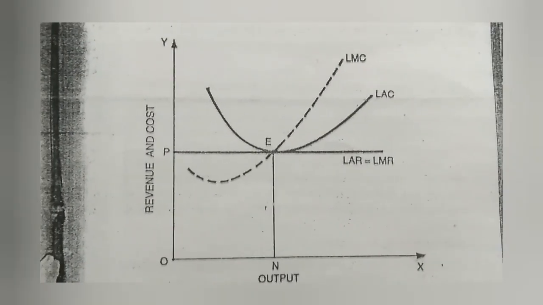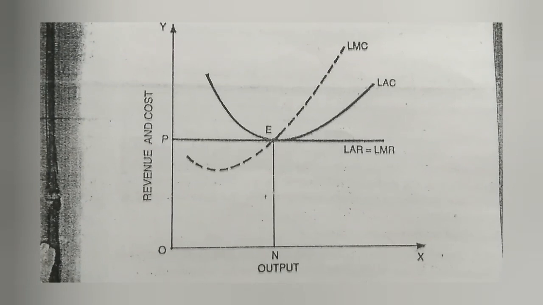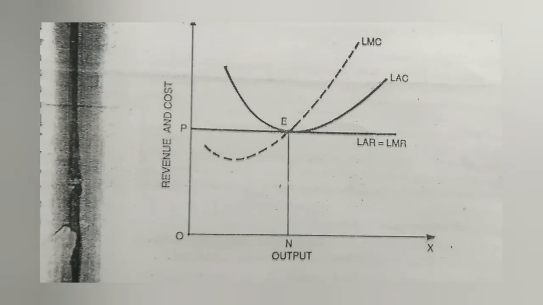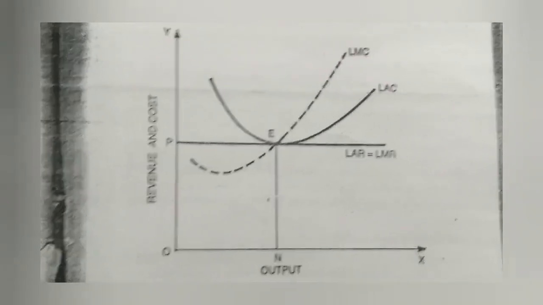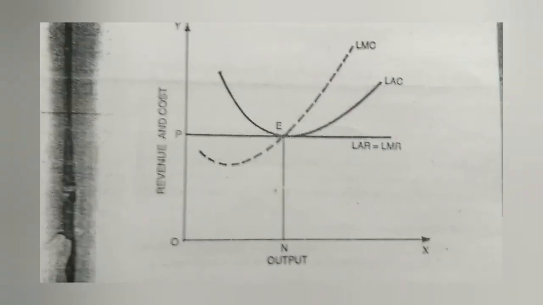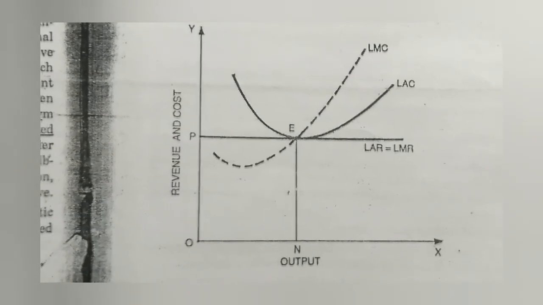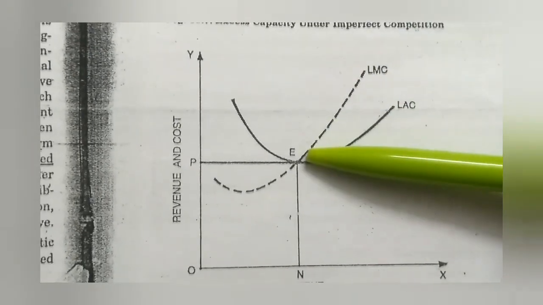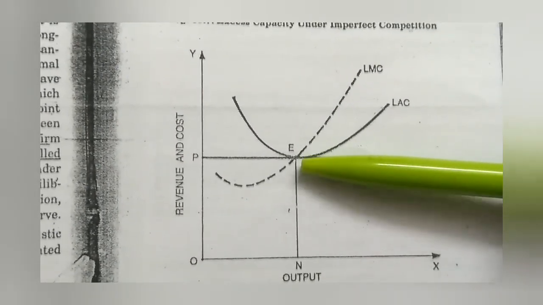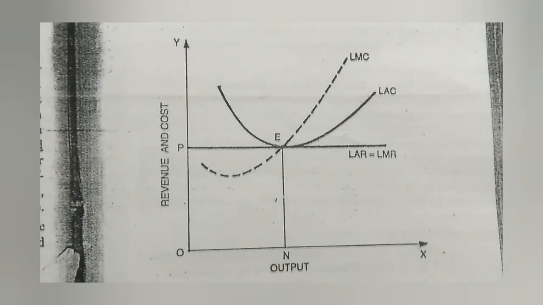This diagram explains the excess capacity under perfect competition. The firm under perfect competition is in long run equilibrium at point S, producing ON amount of output, where the long run average cost curve is minimum at NE. At this point, price equals MR equals MC equals AC. The price is nothing but average revenue. So average revenue equals marginal revenue equals marginal cost equals average cost, which means that the double condition of long run equilibrium is satisfied.